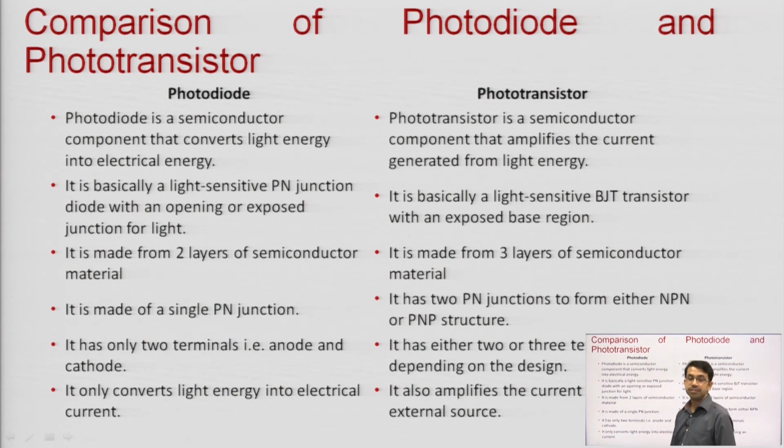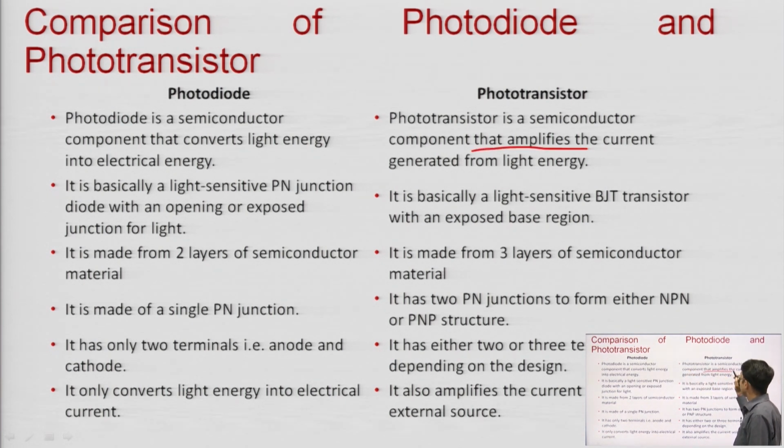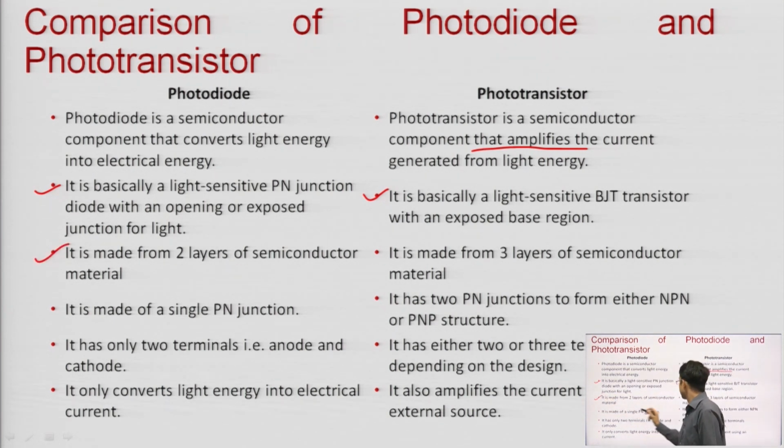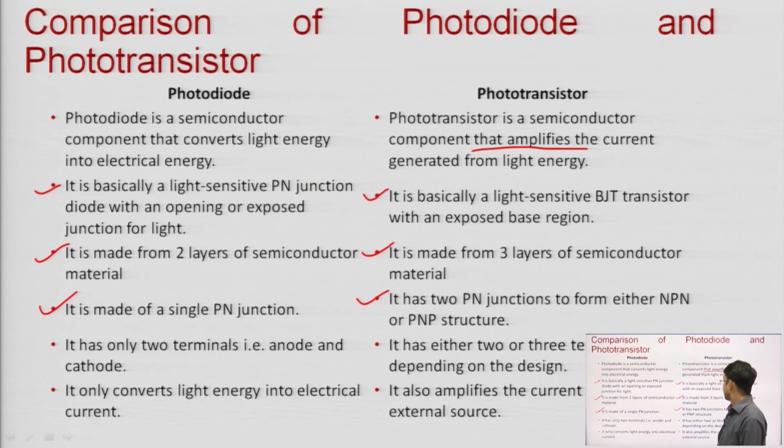This is the comparison of photodiode and phototransistor. A photodiode converts light energy into electrical energy, while a phototransistor also amplifies the current generated from light energy. A photodiode is a light sensitive PN junction diode with an exposed junction for light. A phototransistor is a light sensitive BJT with an exposed base region. A photodiode is made up of 2 layers, a phototransistor of 3 layers. A photodiode has a single PN junction, a phototransistor has 2 PN junctions. A photodiode is a 2 terminal device, while a phototransistor can have 2 or 3 terminals depending on the design. In some designs there is a third terminal also. A photodiode only converts light energy to electrical energy; a phototransistor also amplifies the current.